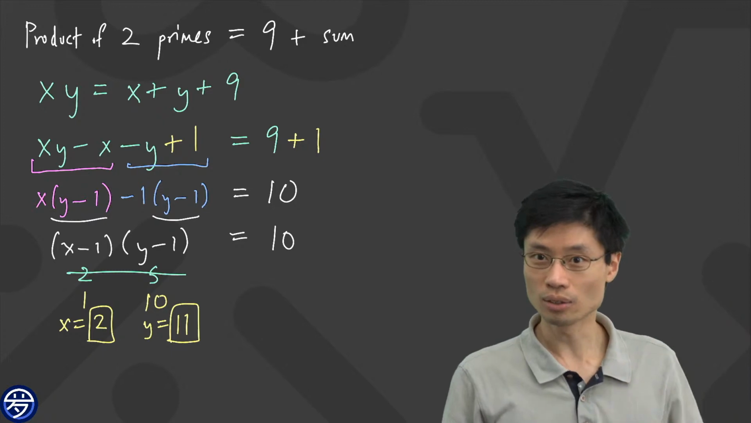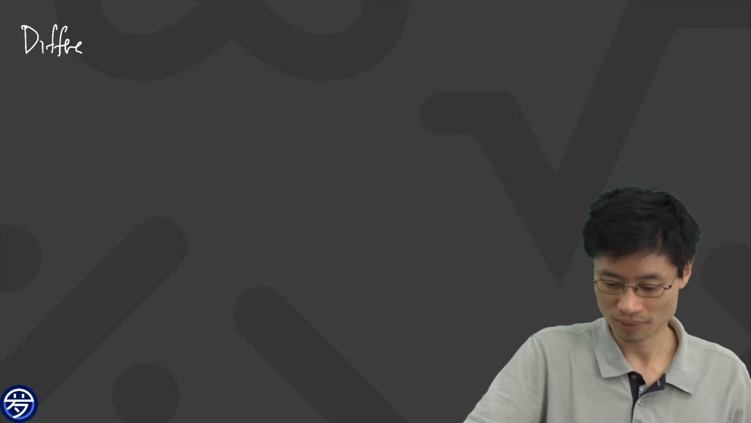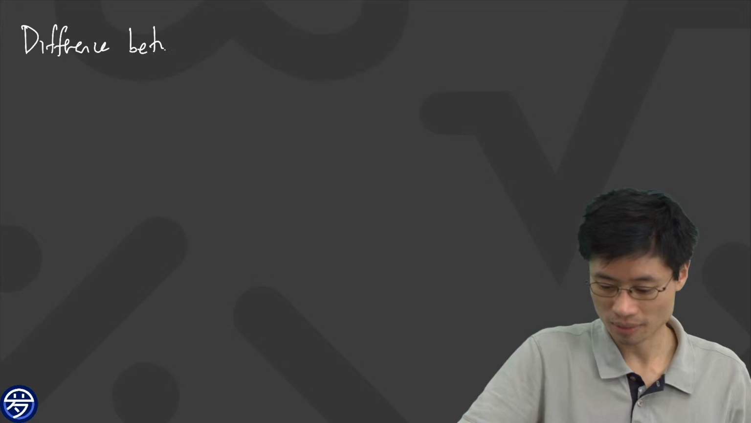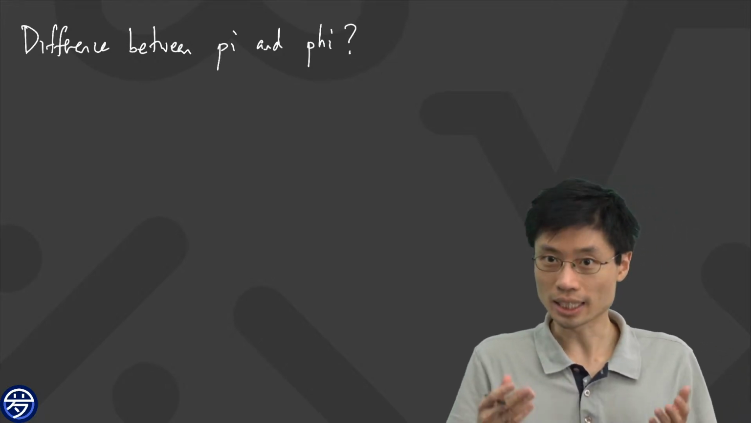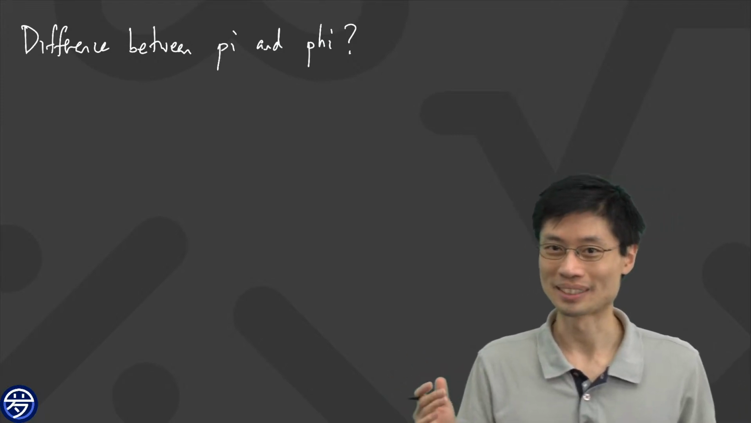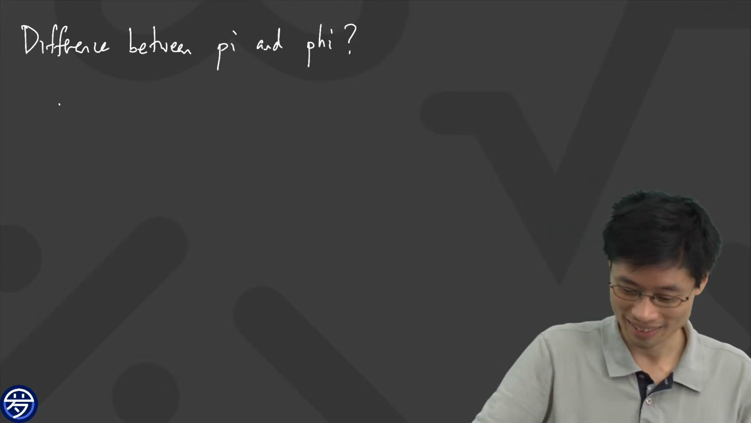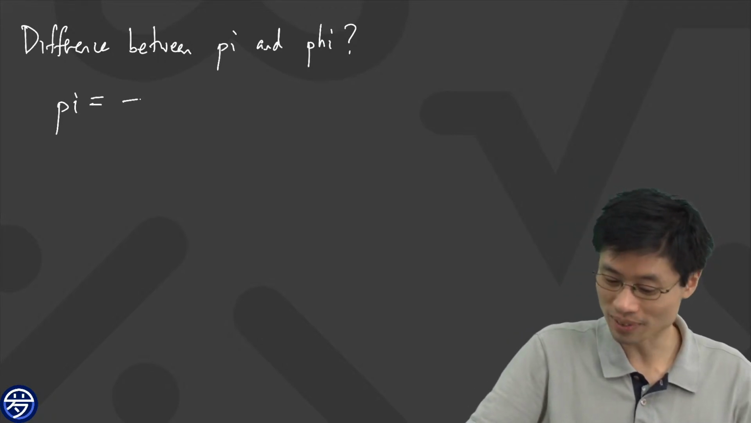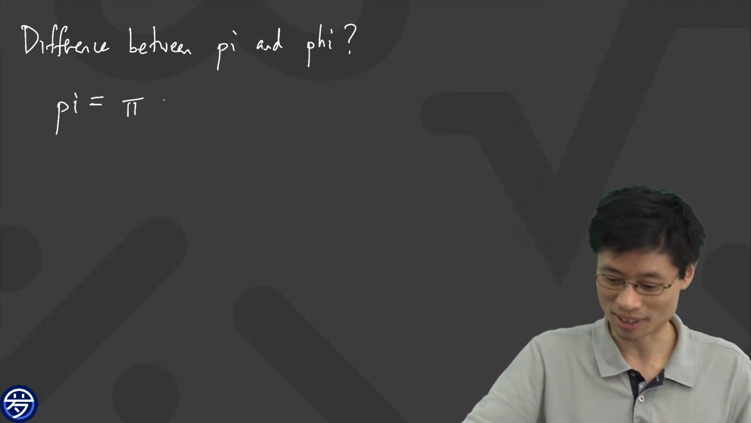Oh, Shuang Lu has asked a very, very deep question. Shuang Lu wants to know, what is the difference between pi and phi? It's an h. I think you meant as mathematics terms. Okay, so somehow it's not just an h. Pi, we know what pi is. Pi happens to be a Greek letter, and it's the circumference divided by the diameter. Circumference divided by diameter.